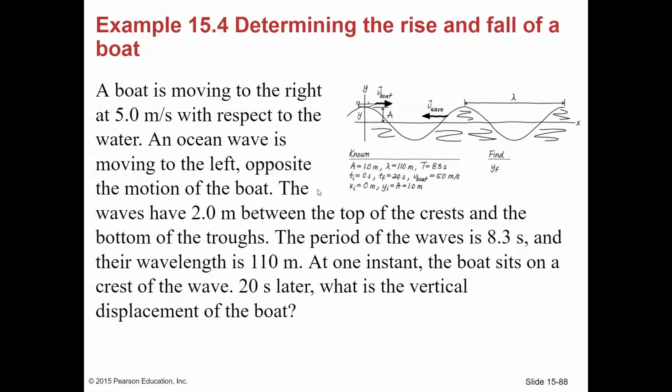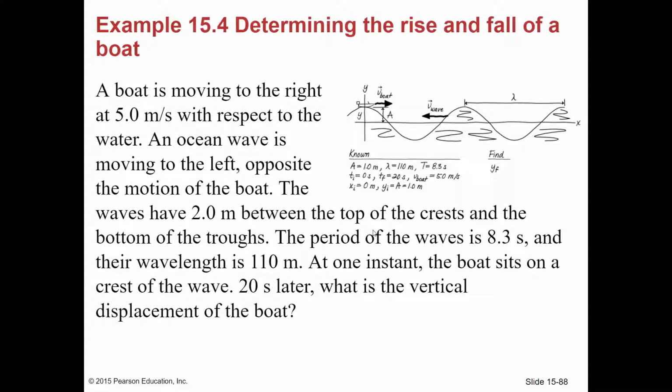We can find that equation on page 485. It's equation 15.7, and the other one is 15.8. So in this question, it says a boat is moving to the right at 5 meters per second with respect to the water. An ocean wave is moving to the left, opposite the motion of the boat. The waves have 2 meters between the top of the crest and troughs. The period of the wave is 8.3 seconds. Their wavelength is 110 meters. At one instant, the boat sits on the crest of the wave. 20 seconds later, what is the vertical displacement of the boat?